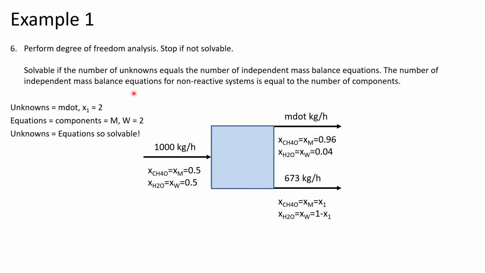So let's look at what this implies here for this problem. In terms of unknowns, we can just list them. M dot and x1, we have 2. In terms of the number of equations, it's going to be equal to the number of components. We have 2 components. We have methanol, M, and we have water, W. We have 2. Since the number of unknowns is equal to the number of equations, it's solvable.